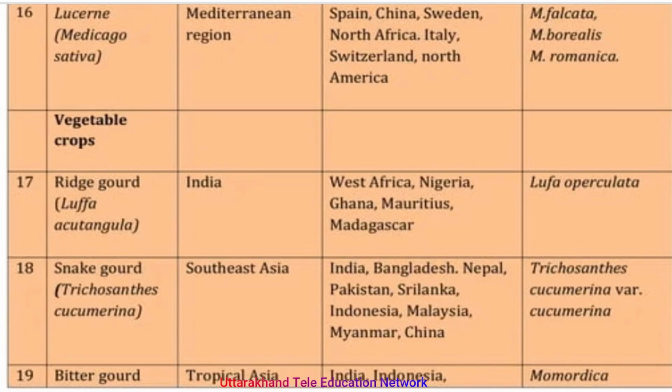Next is lucerne, center of origin is Mediterranean region and widely distributed in Spain, China, Sweden, North Africa, Italy, Switzerland and North America.